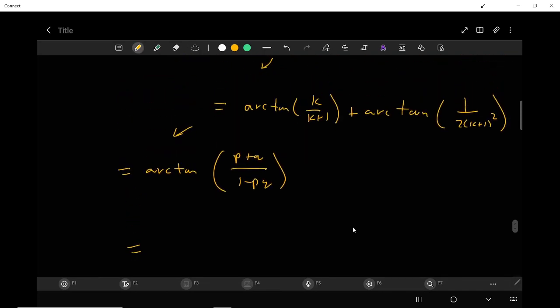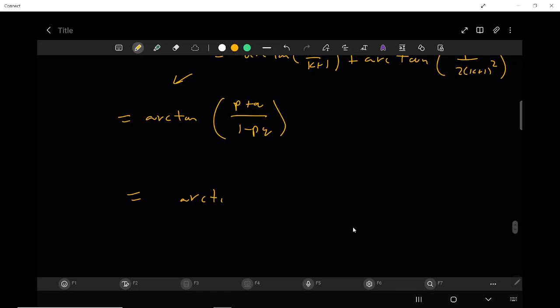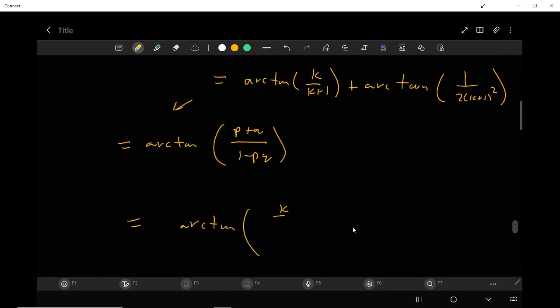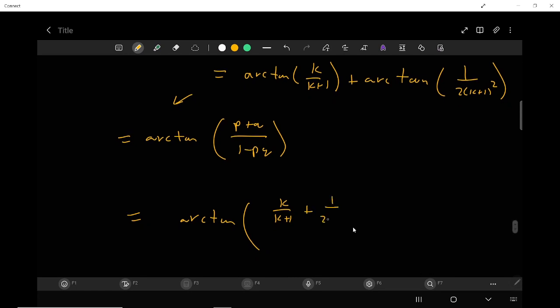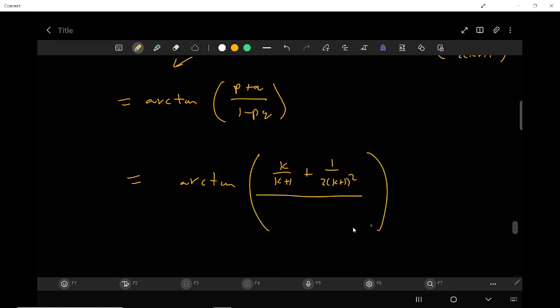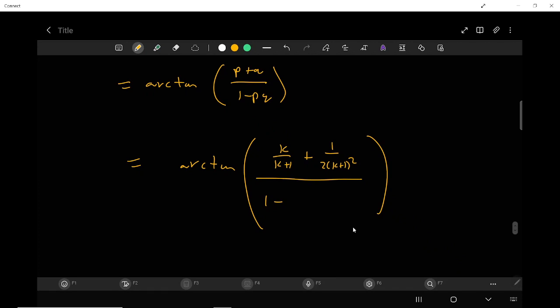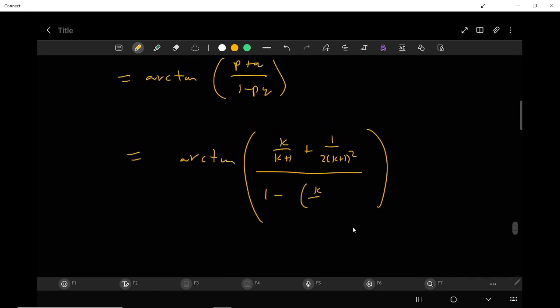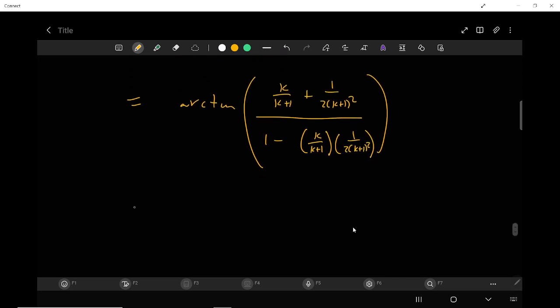This equals arctan of. Okay, now it makes sense. I was wondering why there was a cubed, because the math wasn't mathing. One minus. Oh wait, but we gotta times them. No! Hopefully we gotta times them. Okay, I might just leave it like this. 2k plus 1 squared. Okay, I'll just leave it like that.